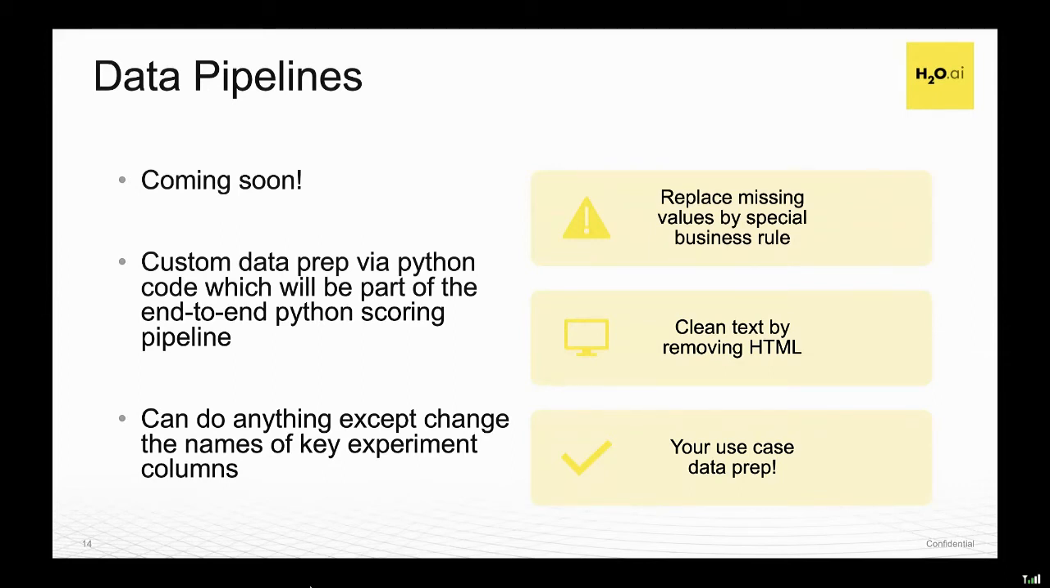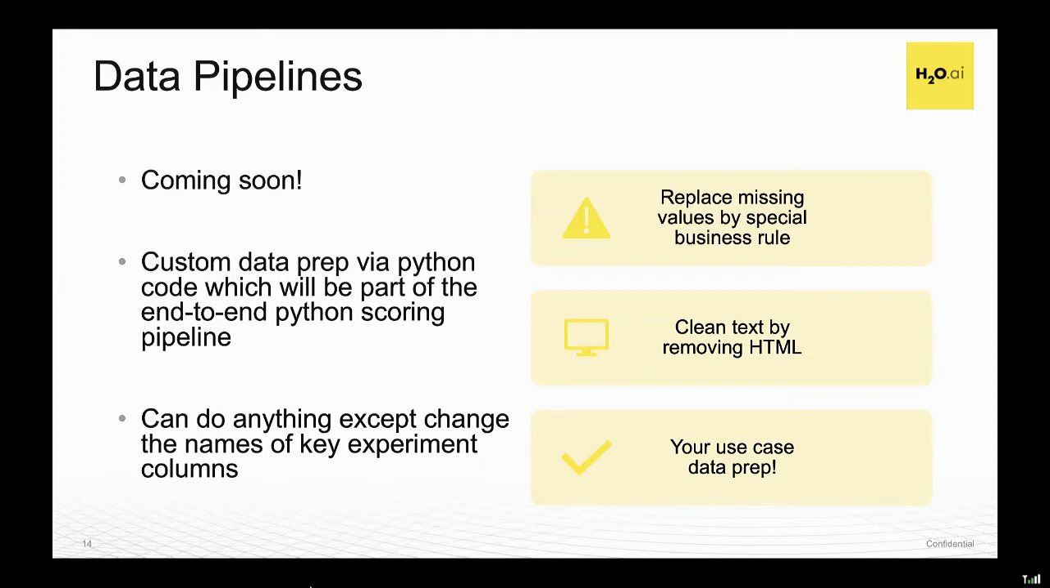The pipelines are custom data prep via Python, again, and it will be part of your Python scoring pipeline. So the only rules for these data pipelines is they can't change the name of important columns. So they can't change the name of your target column. If you're using a weight, fold, or time series column, those names can't change either. And that's because these run in the scoring pipeline, and you've already selected those names when you're setting up your experiment in Driverless AI. Anything else can happen.